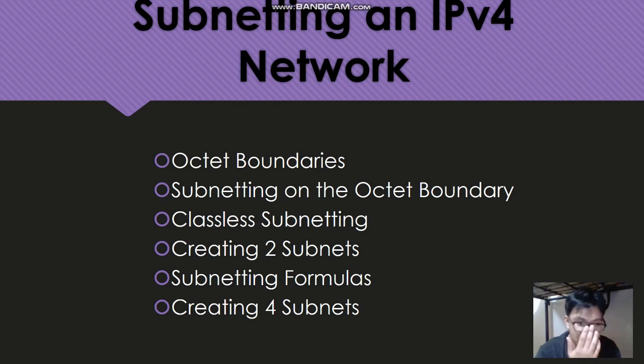Next is the subnetting formulas. To calculate the number of subnets that can be created from the borrowed bits, use the formula 2 raised to n. This shows the subnets that can be created when borrowing 1, 2, 3, 4, 5, or 6 bits. To calculate the number of hosts that can be supported, use the formula displayed, creating 4 subnets.